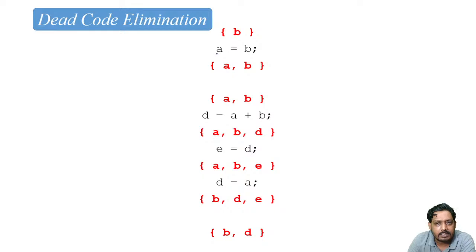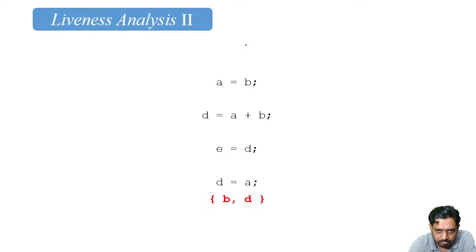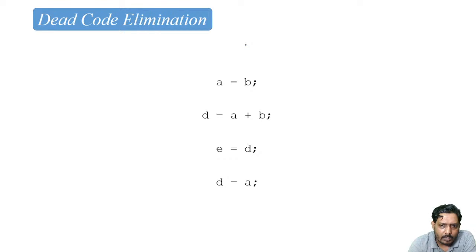In this set there are A and B both here, so this one will not be eliminated. So now this is what remains after dead code elimination. Okay, then the second round of analysis.